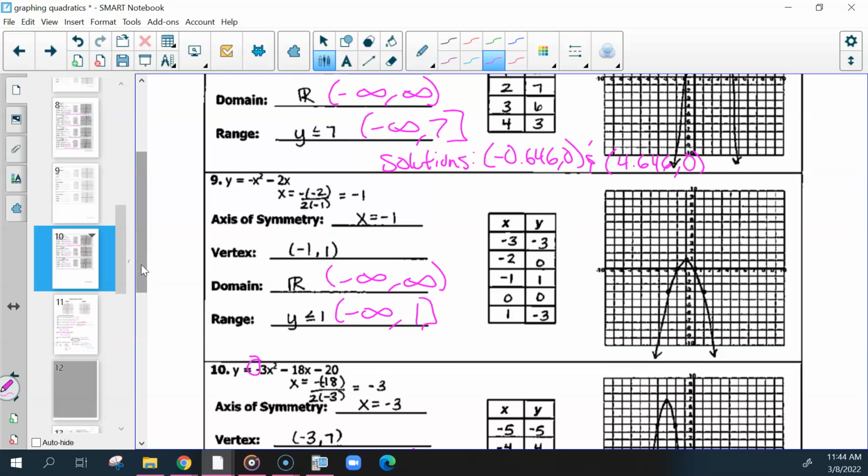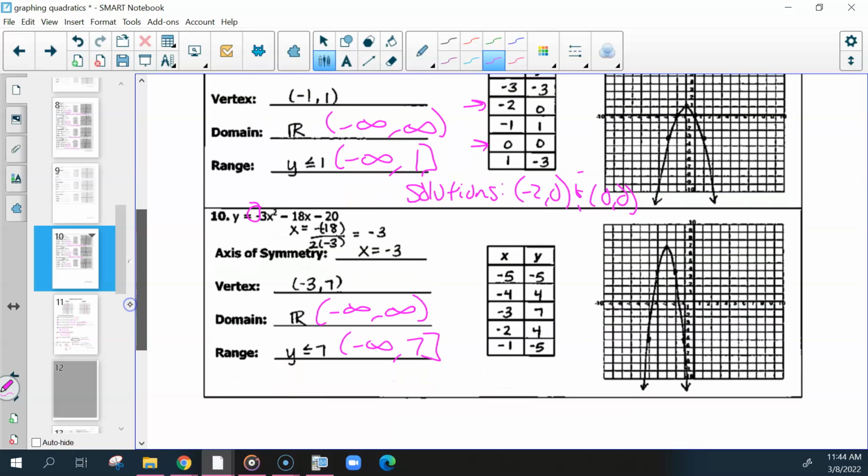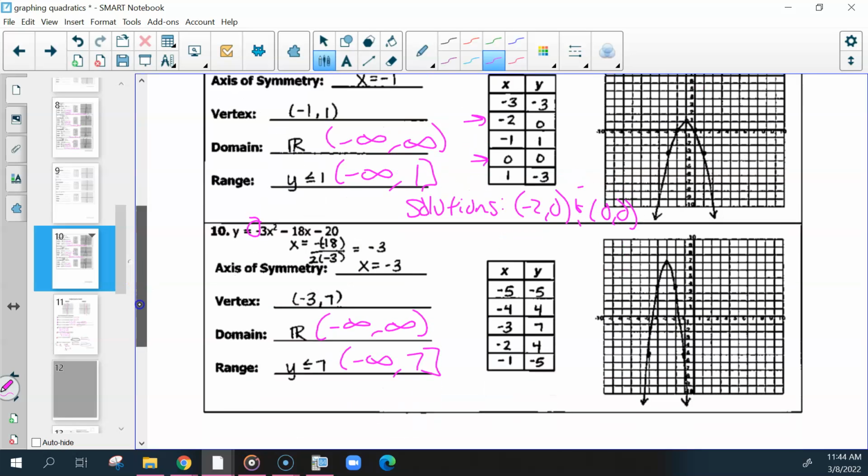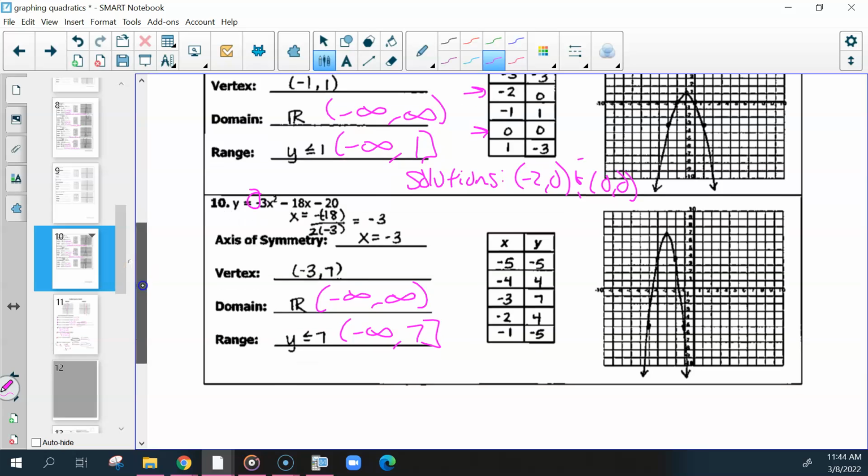For number 9, this is across the x-axis. Yes. How many times? 2. And here, these are given in your table. So your solutions are negative 2, 0, and 0, 0. And for number 10, this also crosses your x-axis twice. So we would again need to put this in and figure out what those are.